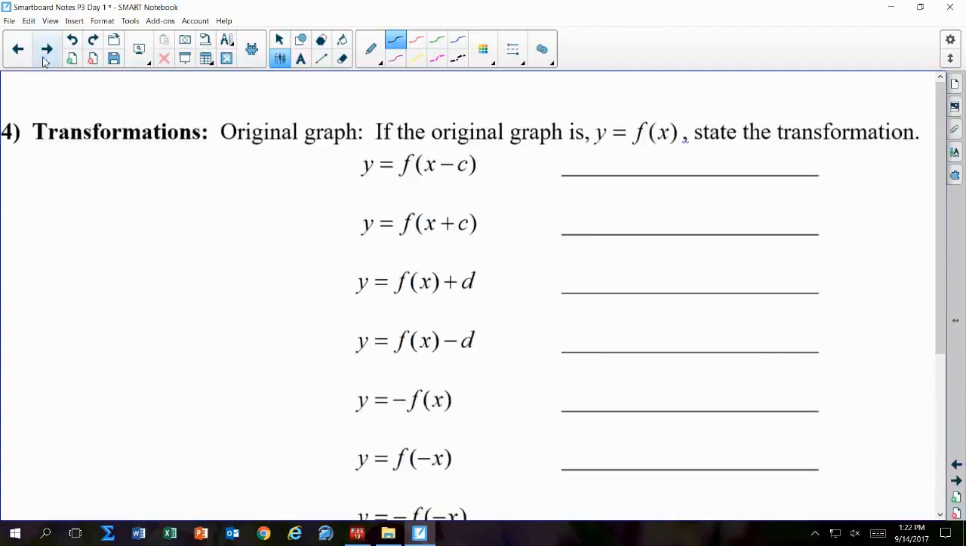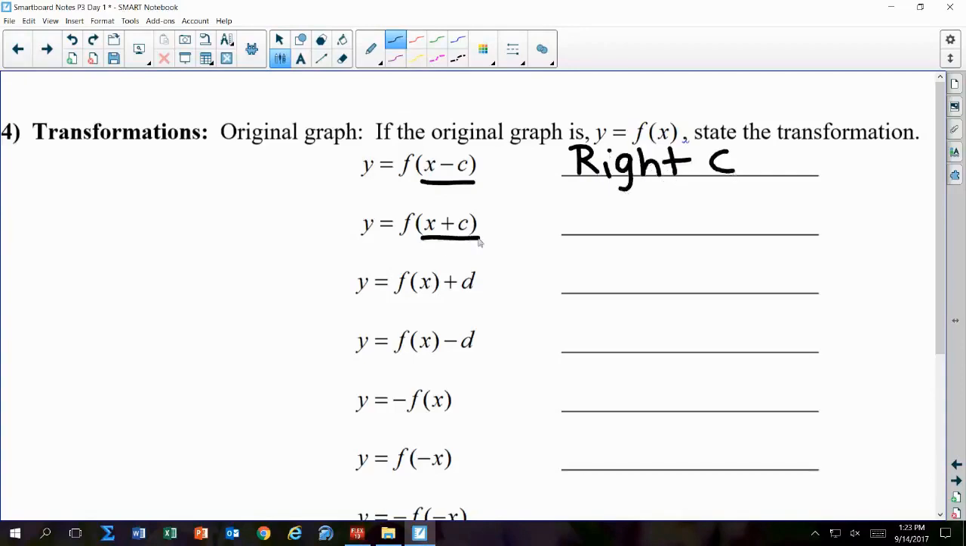That's how we use a piecewise function. As far as transformations go, let's just talk through what these transformations would be. If I have x minus c inside the parentheses, what would that be? I'm going to say right c units.